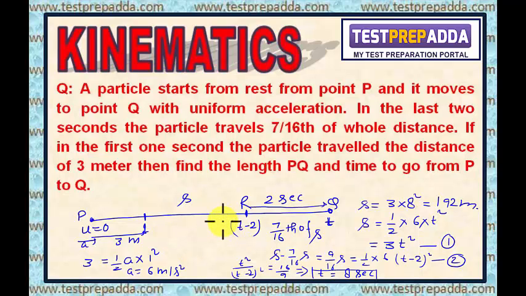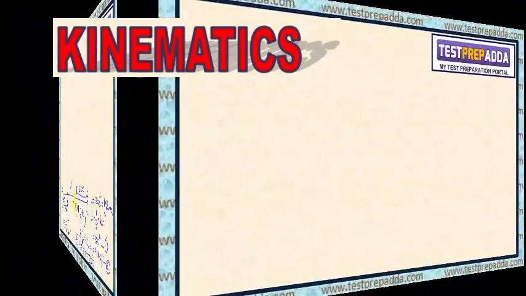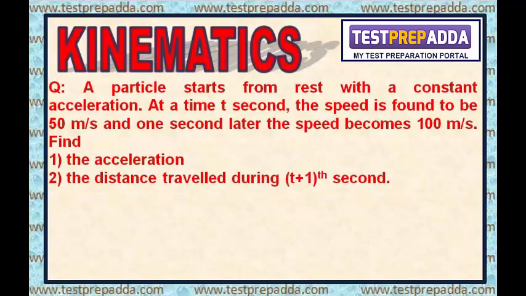Now to understand motion of particle in a particular second, I'll take another question here. Here the question says, a particle starts from rest with a constant acceleration. At a time t second, the speed is found to be 50 meter per second. And 1 second later, the speed becomes 100 meter per second. Find number one, the acceleration. Number two, the distance traveled during t plus 1 second.